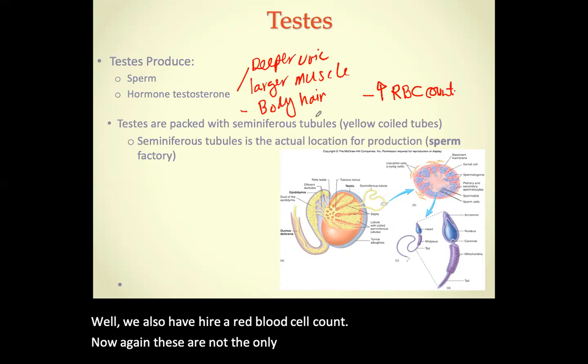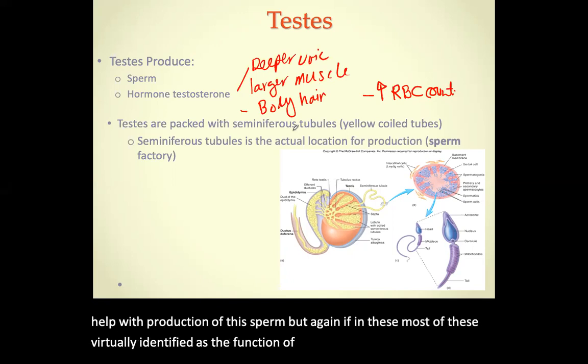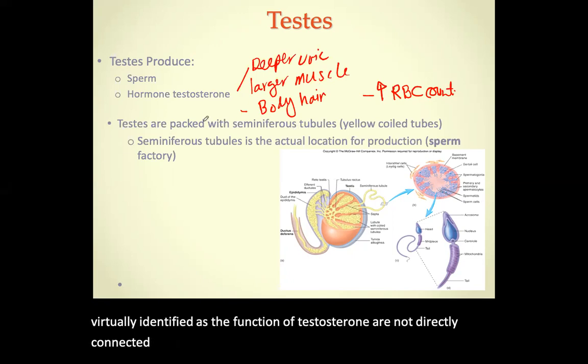Testosterone also helps with production of the sperm. But again, most of these, what we identified as the functions of testosterone, are not directly connected to the reproductive system, but they have overall changes in terms of the body.